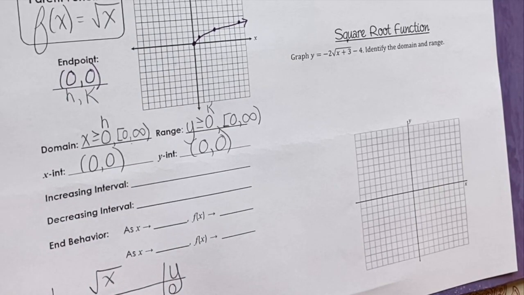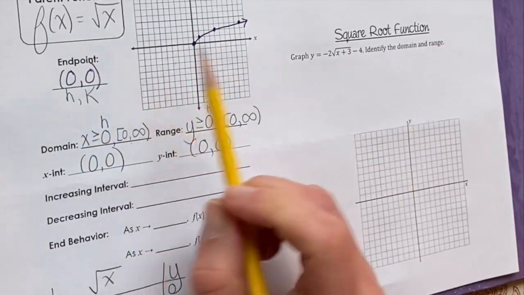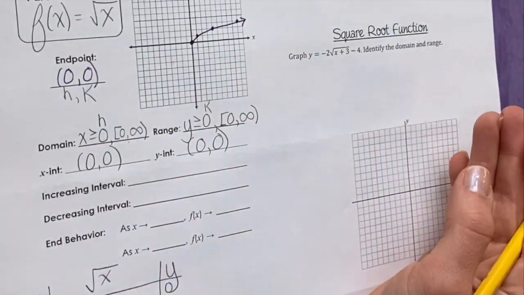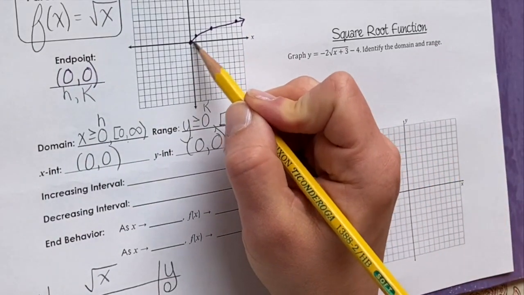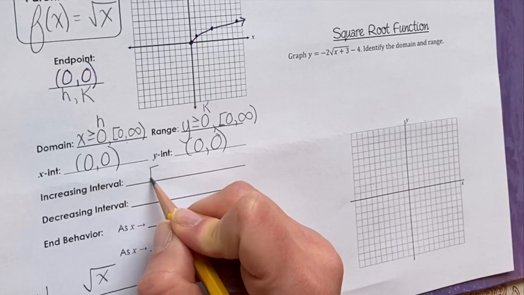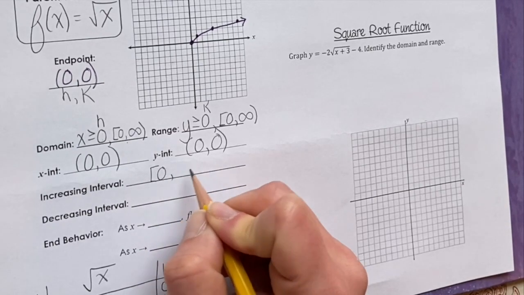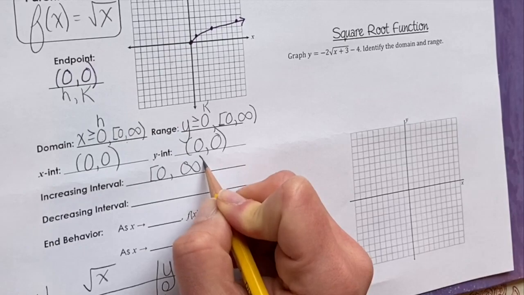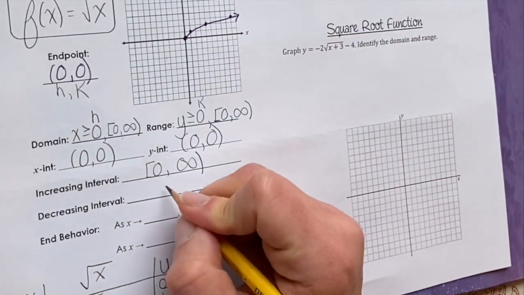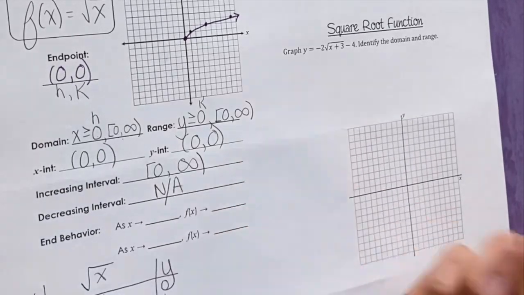The increasing interval, so going from left to right, where is the graph increasing or going up? Here it's from 0 until infinity. And actually this graph is only increasing, it does not decrease, so we do not have a decreasing interval.